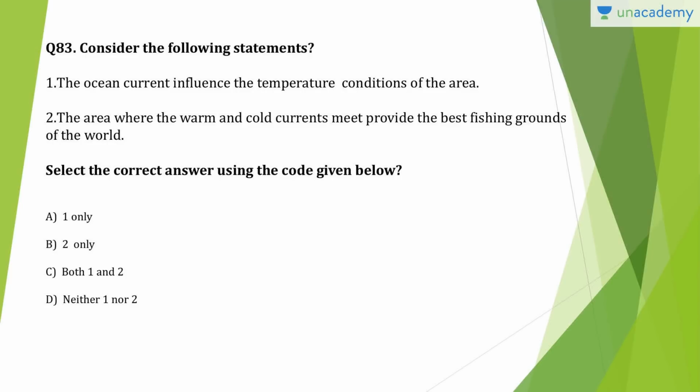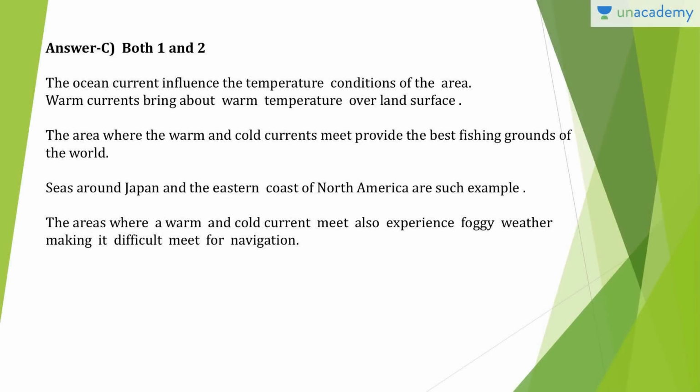Question number 83. Consider the following statements. The ocean current influences the temperature conditions of the area. Yes, that is absolutely correct. Warm currents will bring warm temperature, cold currents will bring cold temperature. The area where the warm and cold currents meet provides the best fishing grounds of the world. That is correct, that is absolutely correct. The sea around Japan, the eastern coast of Northern America, all these are examples of the regions where warm and cold currents meet, and there is a lot of fishing opportunity in these areas. So the answer here is C, both 1 and 2.